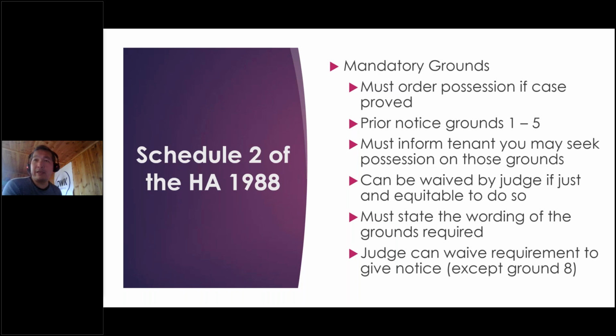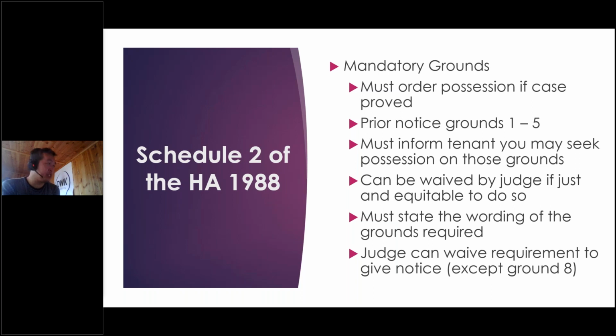Grounds 1 to 5 are what they refer to as prior notices. Now, again, grounds 3, 4, and 5 aren't going to be that relevant to you, but grounds 1 and 2 may be and may become more important when Section 21s are abolished. So we're talking about grounds 1 and 2 in a bit more detail very shortly, but that's what we refer to as prior notice grounds. So before the tenancy starts, did you make the tenant aware that you may be seeking possession under grounds 1 to 5?